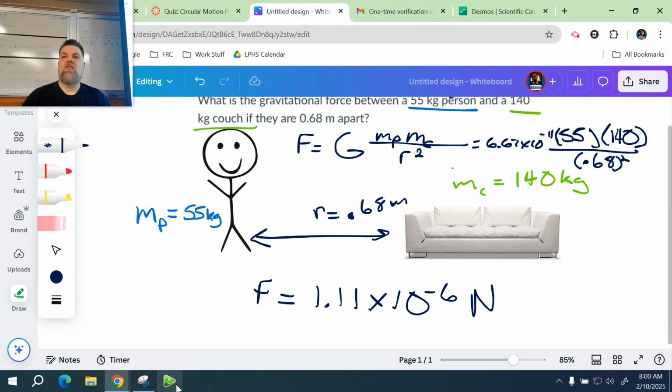But because we're on Earth, Earth pulls the couch and the person down towards the center of the Earth. It's much stronger than 1.11 times 10 to the negative 6. So we're kind of stuck.